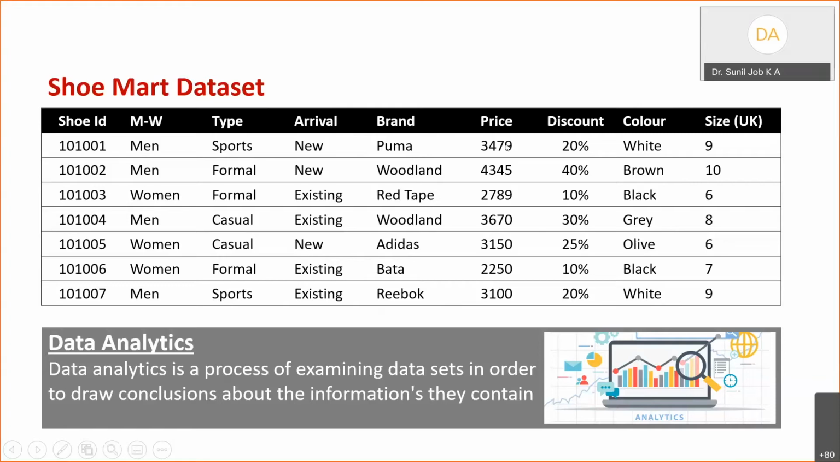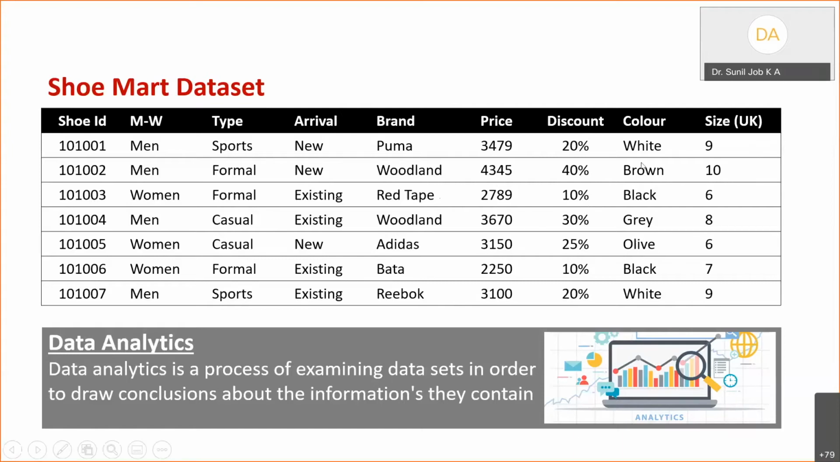And regarding the pricing, the first one is priced at 3,479. The second shoe is priced at 4,345, like that. Different varieties of prices are there. And that salesman is mentioning the percentage of discounts which is available. So the first shoe has a seasonal discount of 20%. The Woodland shoe has 40%. This third shoe has a discount of 10%. Likewise, the percentage of discount available is also a characteristic of that particular data.